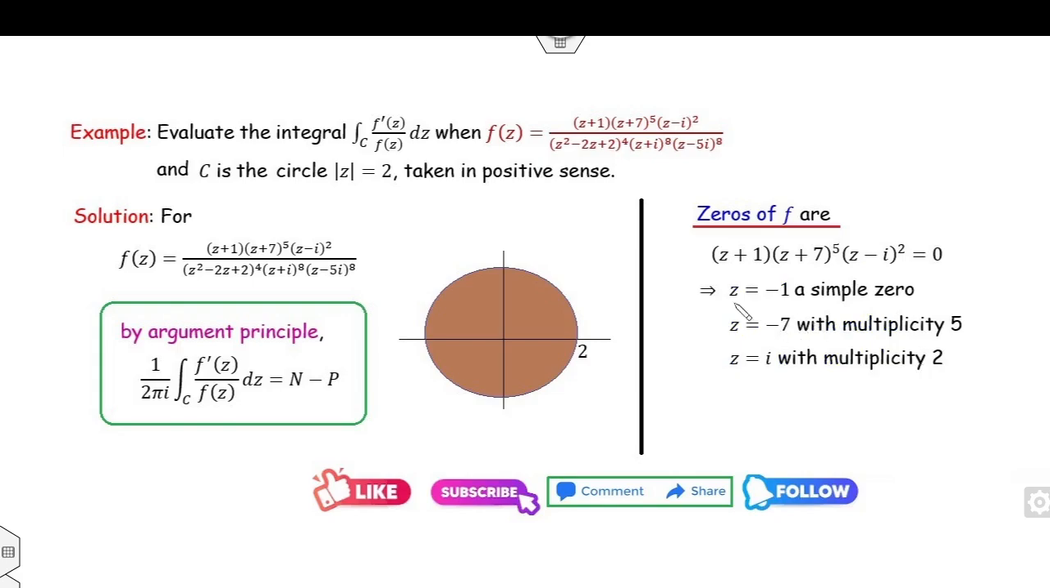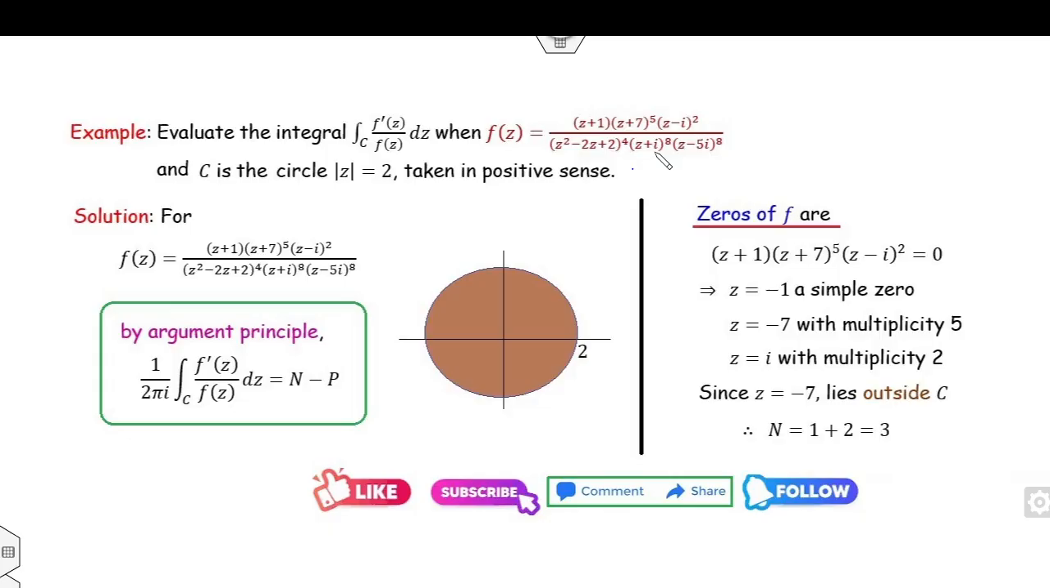Fine. Now out of that, which one lies inside the circle? Corresponding to the first part, z is equal to 1, it lies inside the circle. Corresponding to the second part, z is equal to 7, which lies outside the circle. While z is equal to iota, the modulus of z is 1, which also lies inside the circle. So what is N? Because it lies outside the circle, it is simple, so N is 1. It has multiplicity 2, so the value of N is 3 is the right answer.